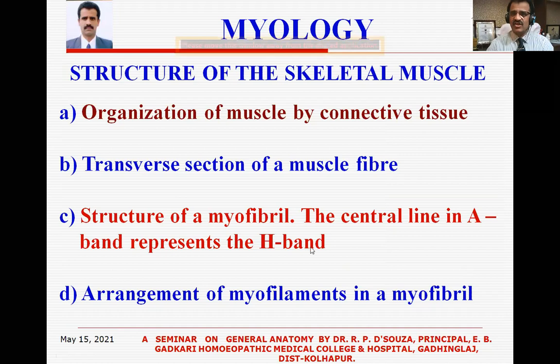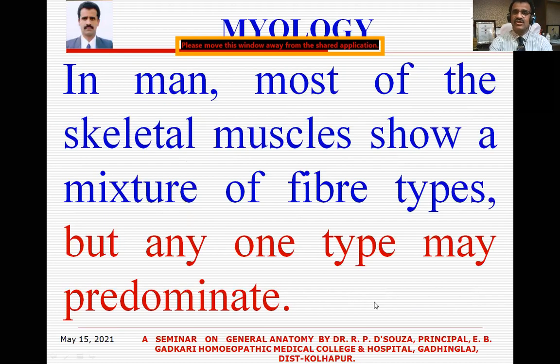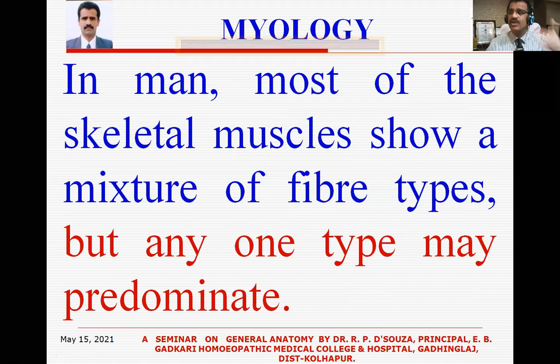And a transverse section of a muscle fiber will show you the structure of a myofibril. The central line in the A band represents the H band. Arrangement of the myofilaments in the myofibril, which I showed in that diagram, is the histology of skeletal muscle. So in human beings, most of the skeletal muscles show a mixture of fiber types, but any one type may predominate. Predominate means they may be more.